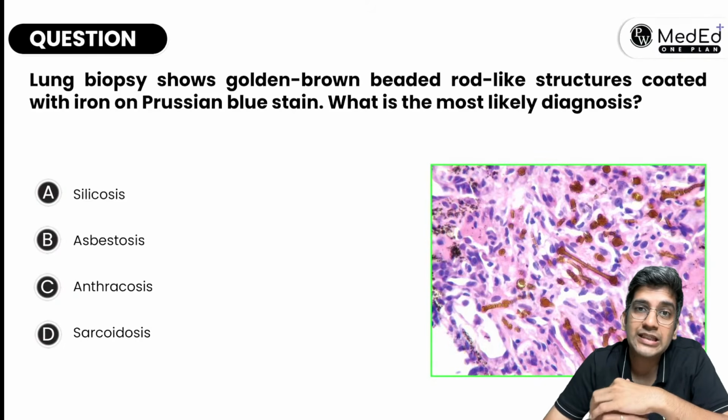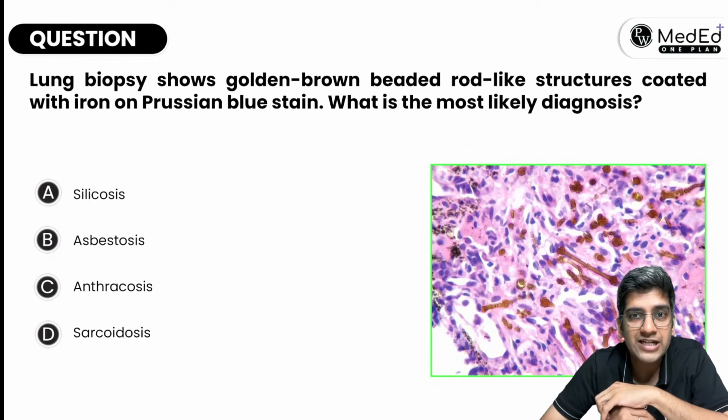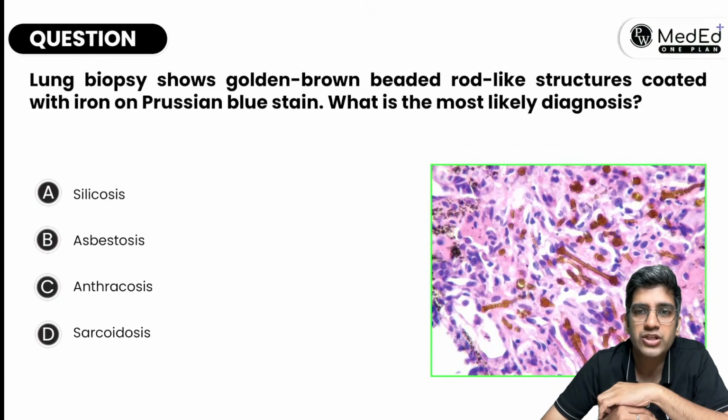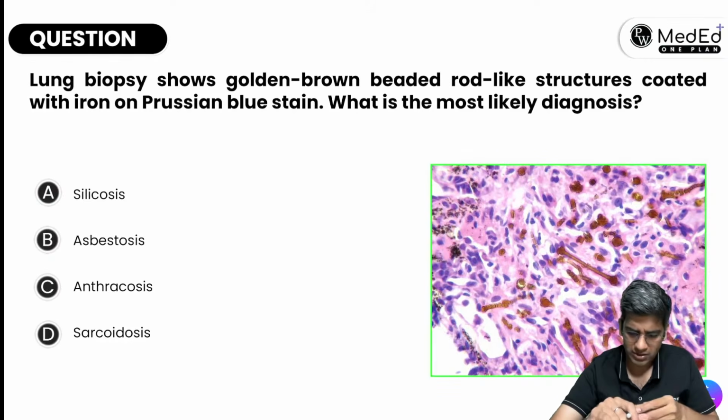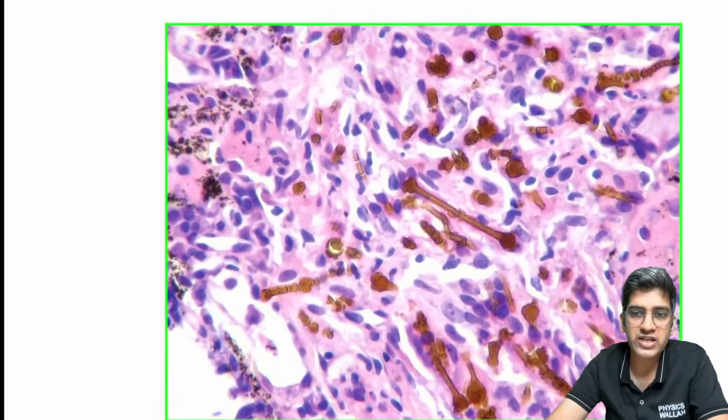It's classical ferruginous bodies. It's positive for iron, right? Prussian blue is an iron stain. So ferruginous bodies are classically seen in which condition? It's classically seen in case of asbestosis. The dumbbell-shaped bodies, the ferruginous bodies, are classically seen in case of asbestosis.